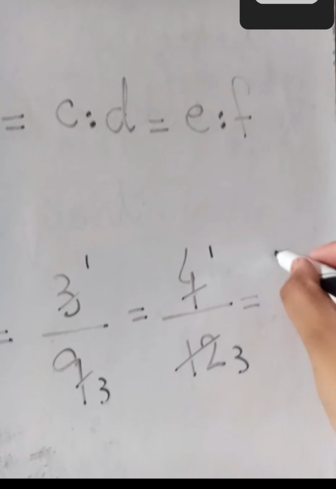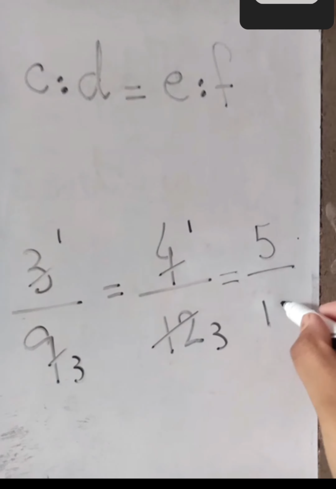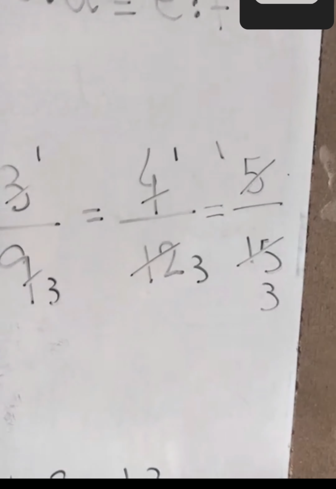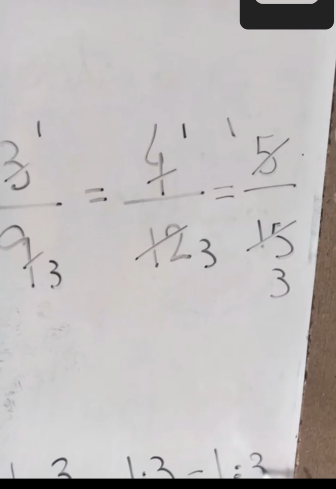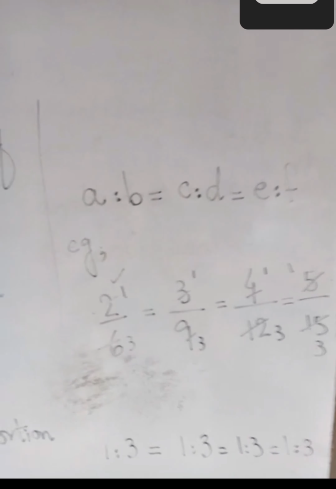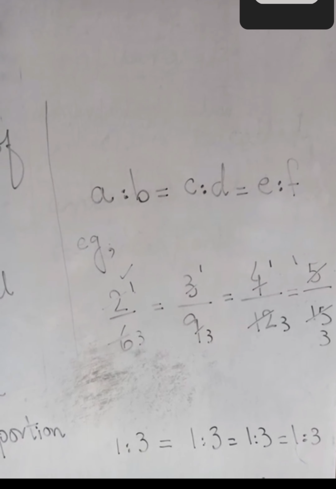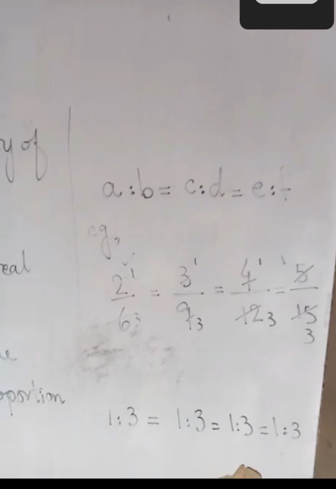Similarly, if I say 5/15, that is 5 ones are 5, 5 threes are 15. It is also equals to 1:3. So did you get how these ratios are in proportion? Okay. Now let's start exercise number 3.1, question number 1.